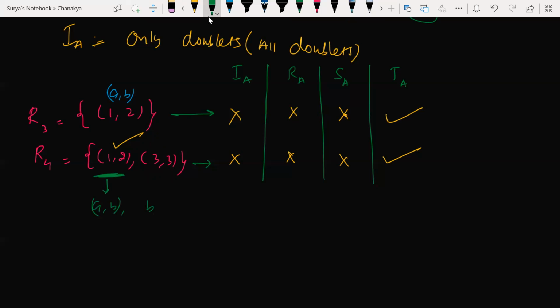A, B. But B, C is what? It is 1, 2. B, C is 2, something. But 2, something is not available in the given relation. So it is always symmetric. Sorry, what is it? Transitive. Understood? Clear, beta? Hope you got the point. Shall I give one more question?